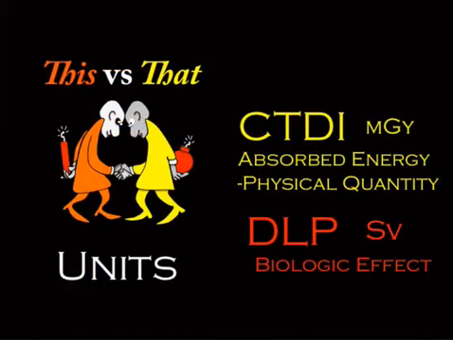Or they could just ask you. The bottom line is the DLP is more of a biologic effect, whereas the CTDI is technically, by the book, a physical quantity. It's the difference between gray and sievert. Sievert is for something that's alive. So the way I remember it, it's like a biological thing. All right, so let's move on and blitz through these artifacts.